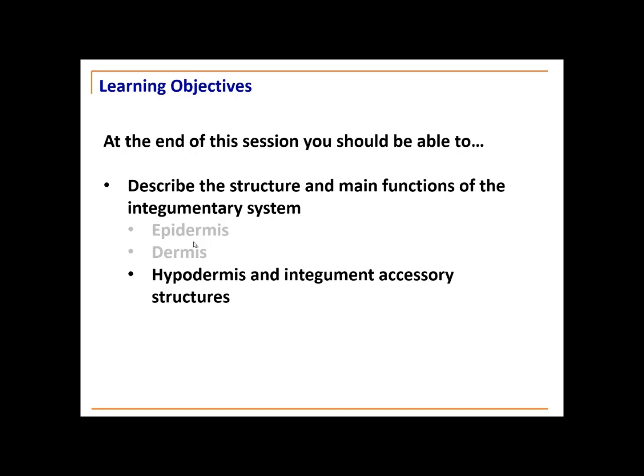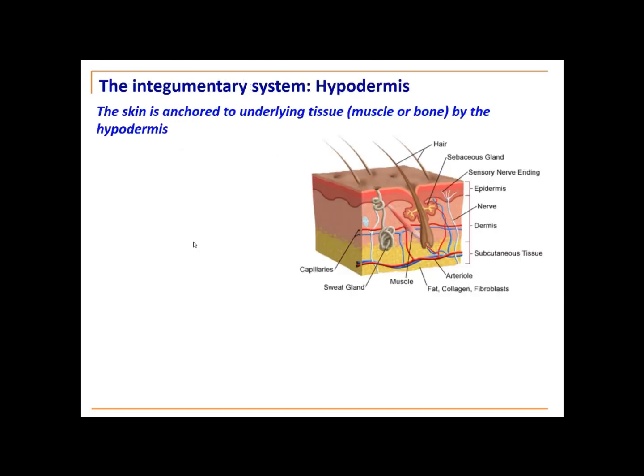In the third part of this session on the integumentary system, we're going to look at the hypodermis and the integument accessory structures. So the skin is anchored to the underlying tissue, which may be the muscle or bone, by the hypodermis. So remember, epidermis, dermis, and then we've got that subcutaneous tissue, or the hypodermis as it's also known.